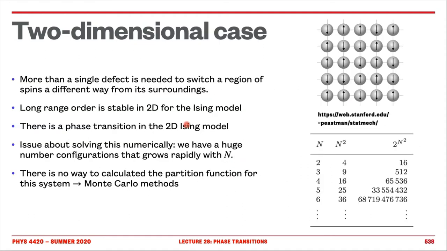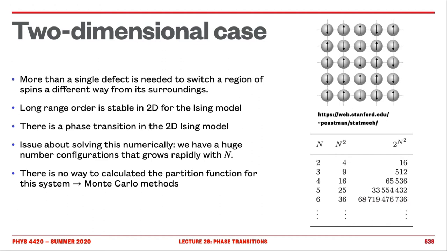Now we can move to the two-dimensional case and go back to the picture I showed you before. Now the problem is, this is a different case. In two dimensions, flipping one spin is not going to break the long range ordering the same way as it did in the one-dimensional case. So in fact, in two dimensions, it is possible to have a long range order and to make it stable. And in fact, we find that there is a phase transition in the 2D Ising model, as opposed to the 1D Ising model, which does not have a phase transition at finite temperature.